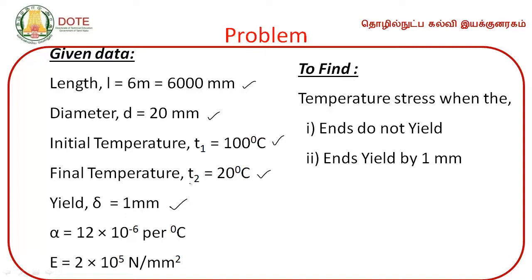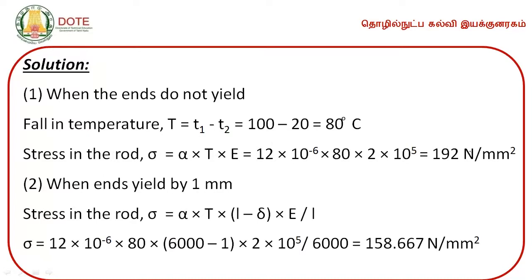For the first case, it is going to be 0. Okay, then alpha is given. Thermal coefficient of expansion 12 into 10 to the power minus 6 per degree centigrade, and Young's modulus is 2 into 10 to the power 5 Newton per mm square. This is for steel rod. To find the temperature stresses when the ends do not yield and the ends yield by 1 mm. Two conditions are there. So now we are going for the solution.